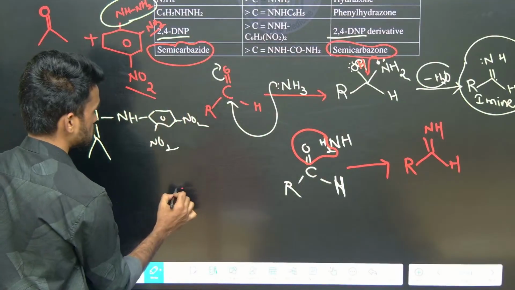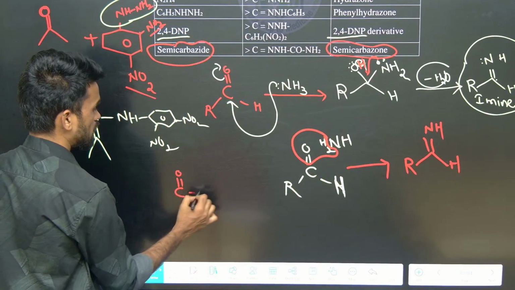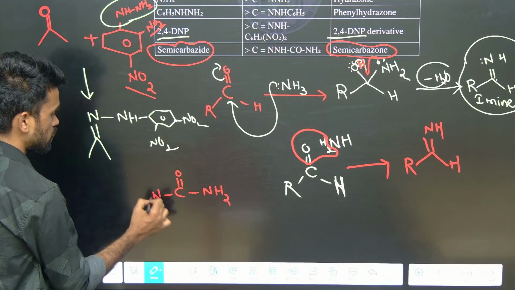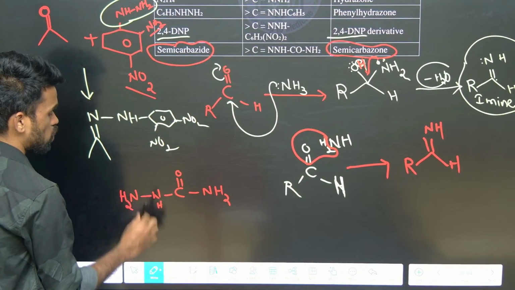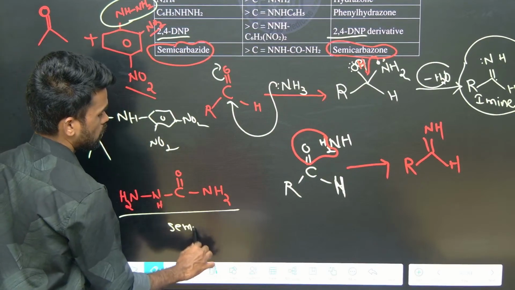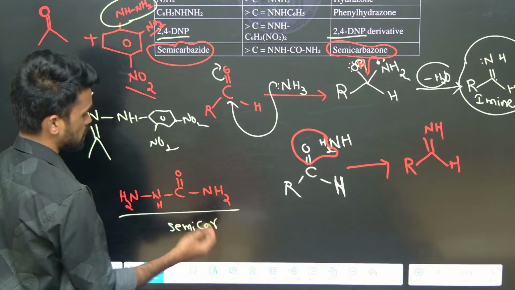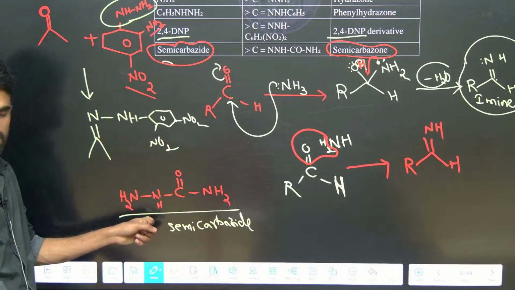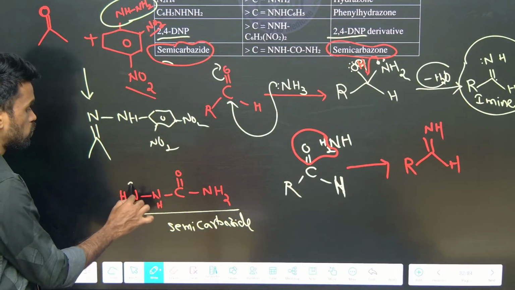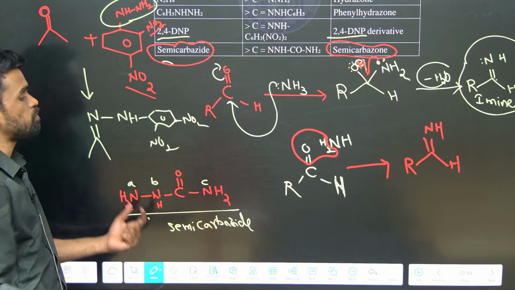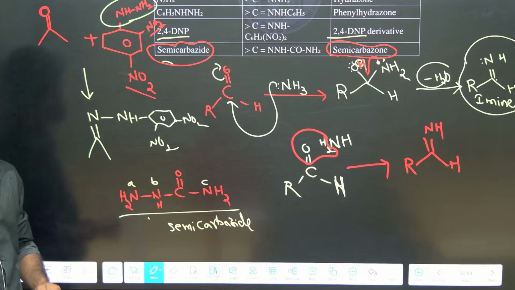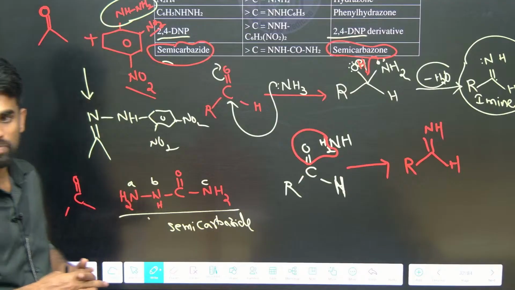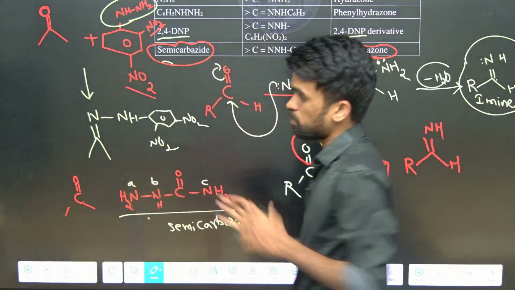You just write it as C double bond O, NH2 on one side, and NH2 on the other side. What is the name of this compound? Semicarbazide or carbazine. This is the starting material. Now they will ask you A, B, C: which part of this semicarbazide will react with the carbonyl group? Which nitrogen, A, B, or C, will react with the carbonyl group carbon?